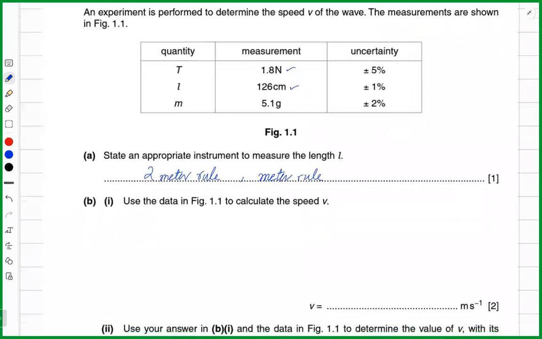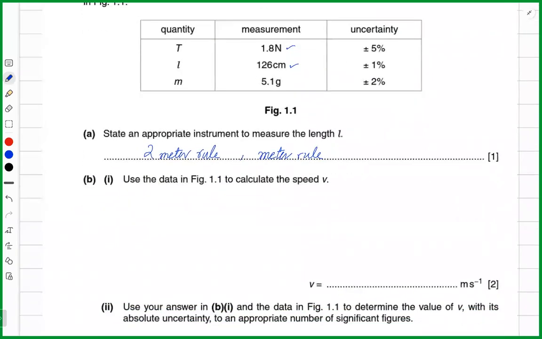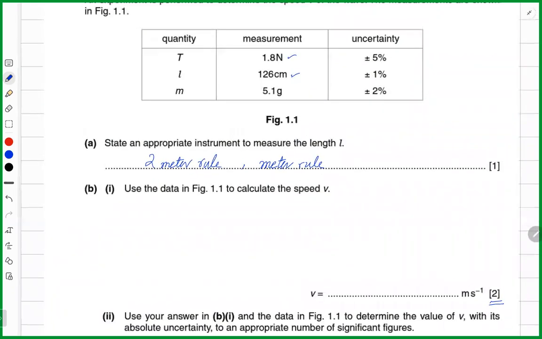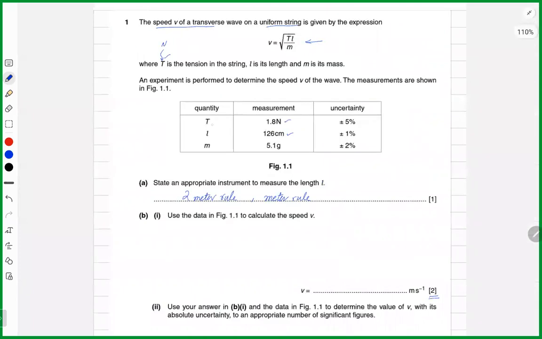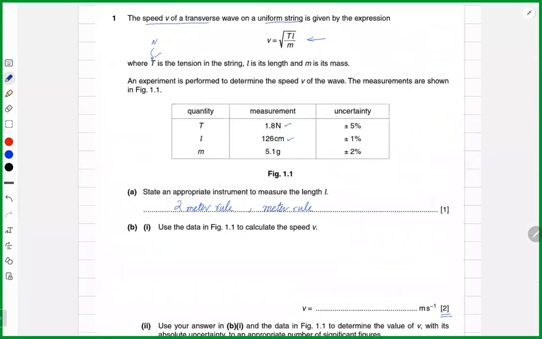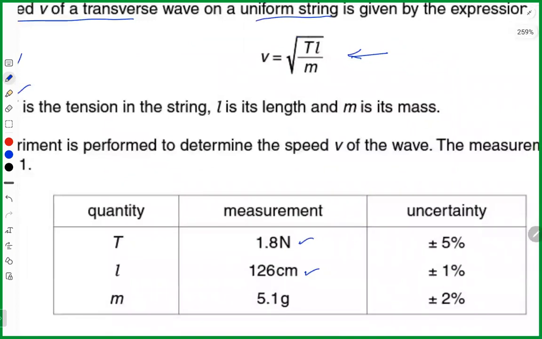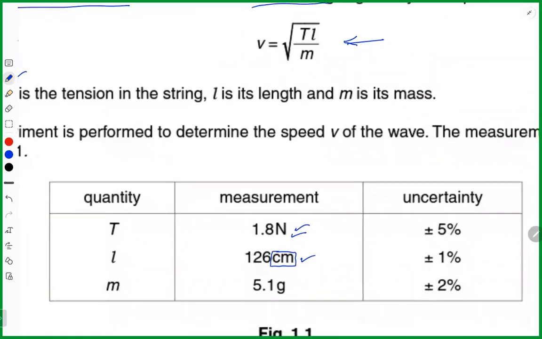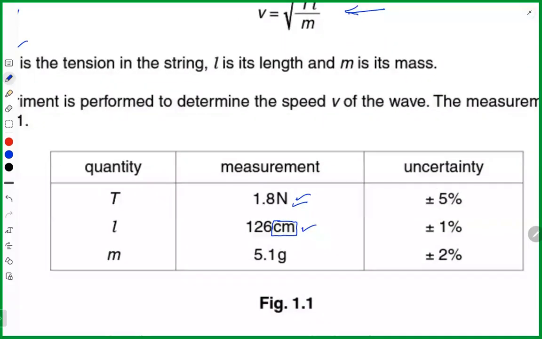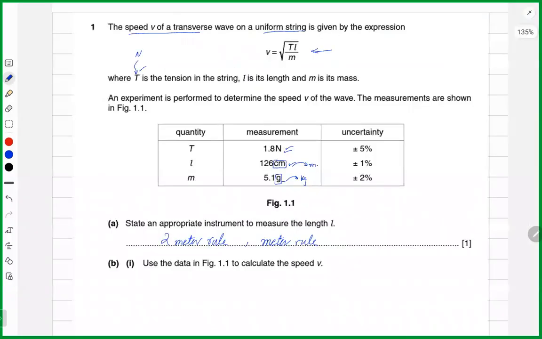Use the data in figure 1.1 to calculate speed V. So there is a 2-mark question, and all you have to do is just put the values in the formula over here. So how easy it is. But you know the trick, units. Newton is good, but look at this unit. It is centimeters. You must convert it into meters. Then gram should also be converted to kilogram. So this is all that you have to do in this case.